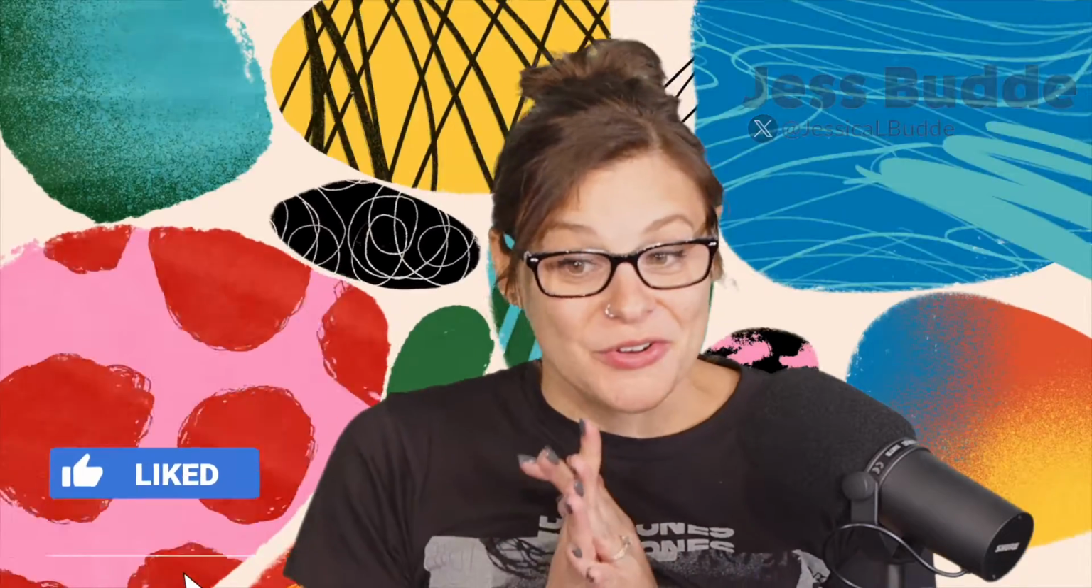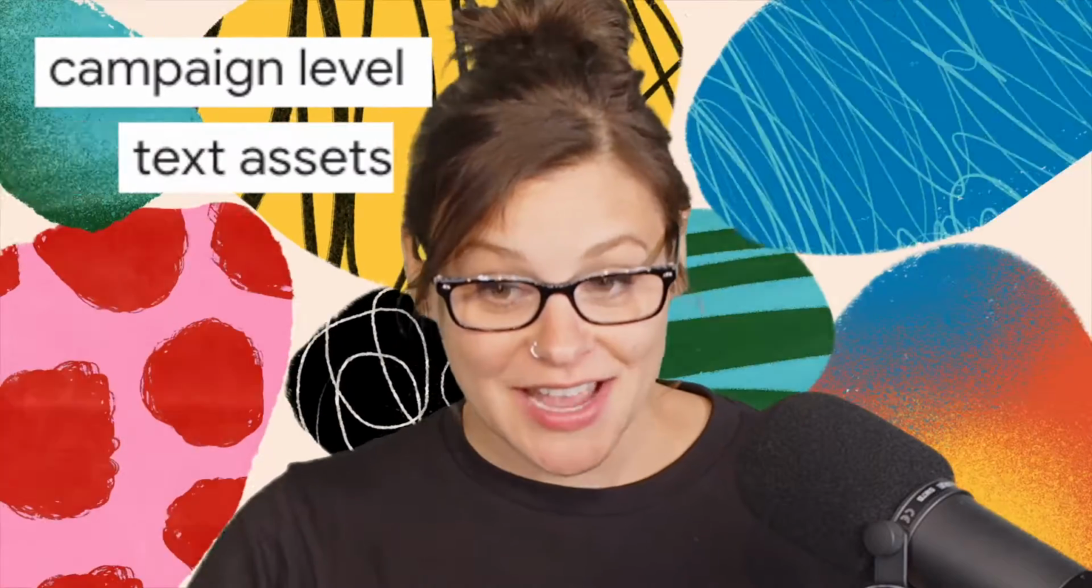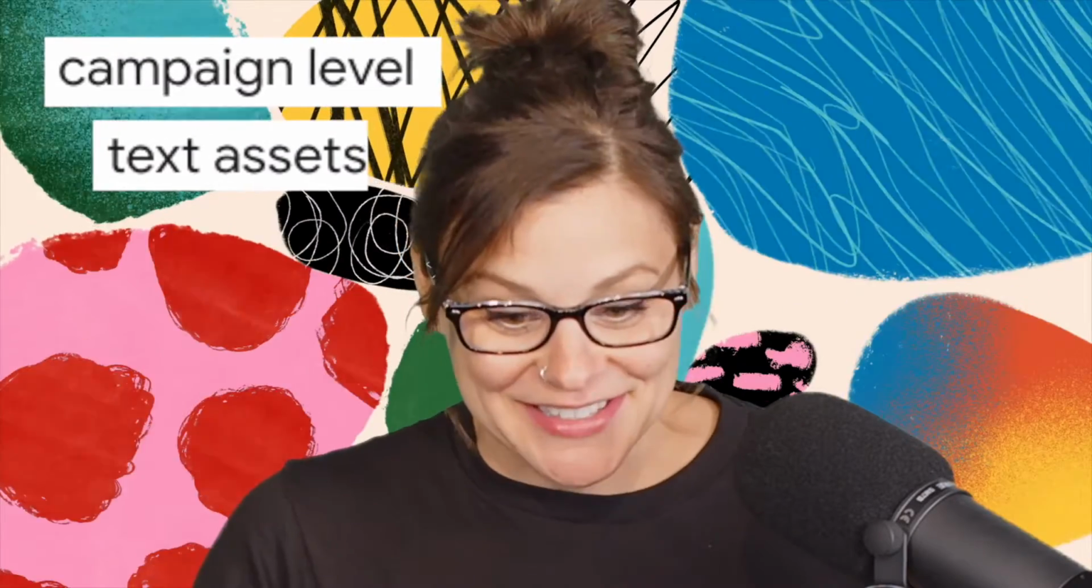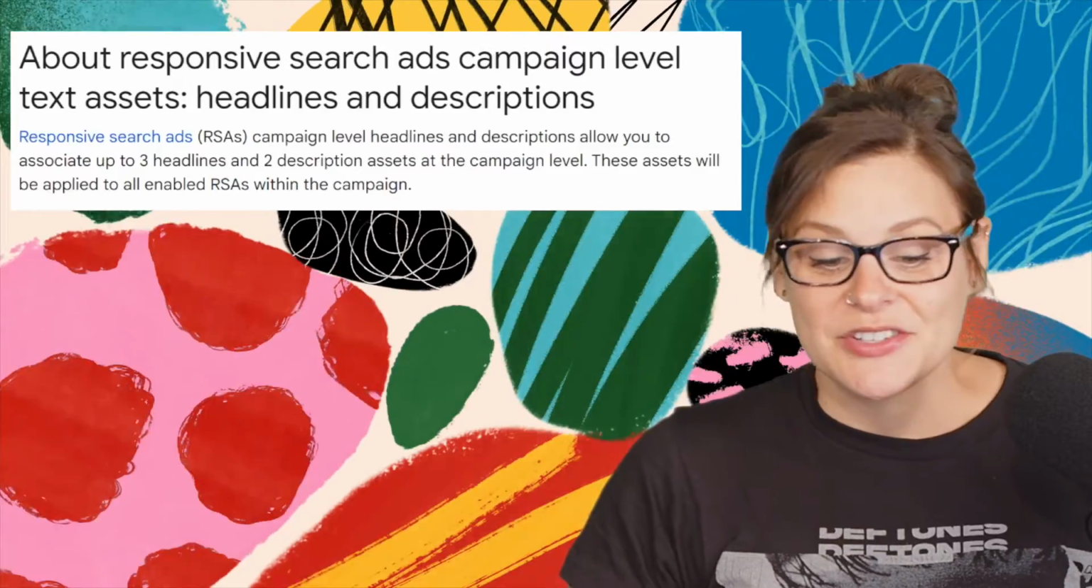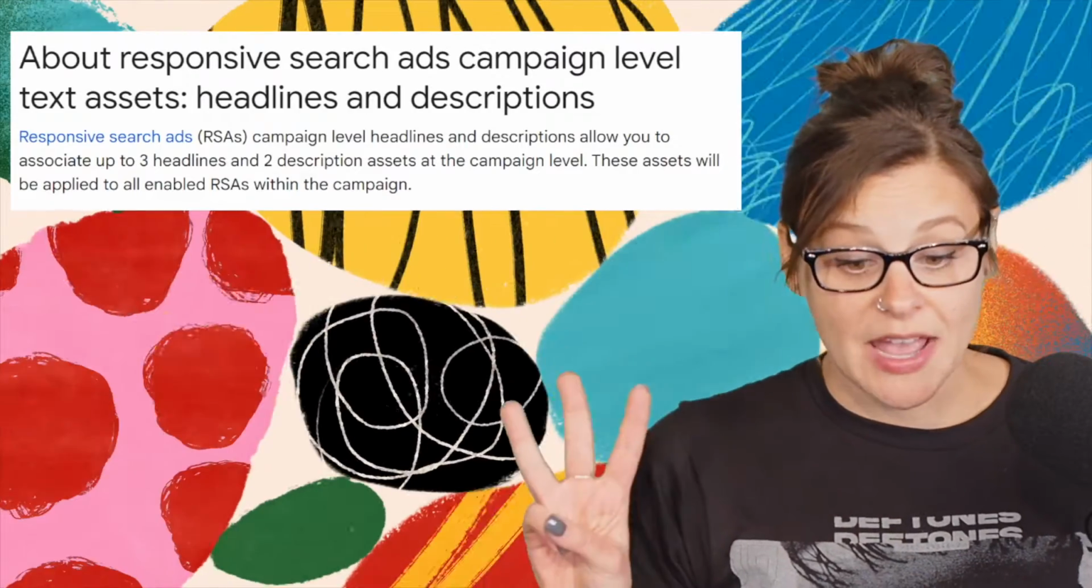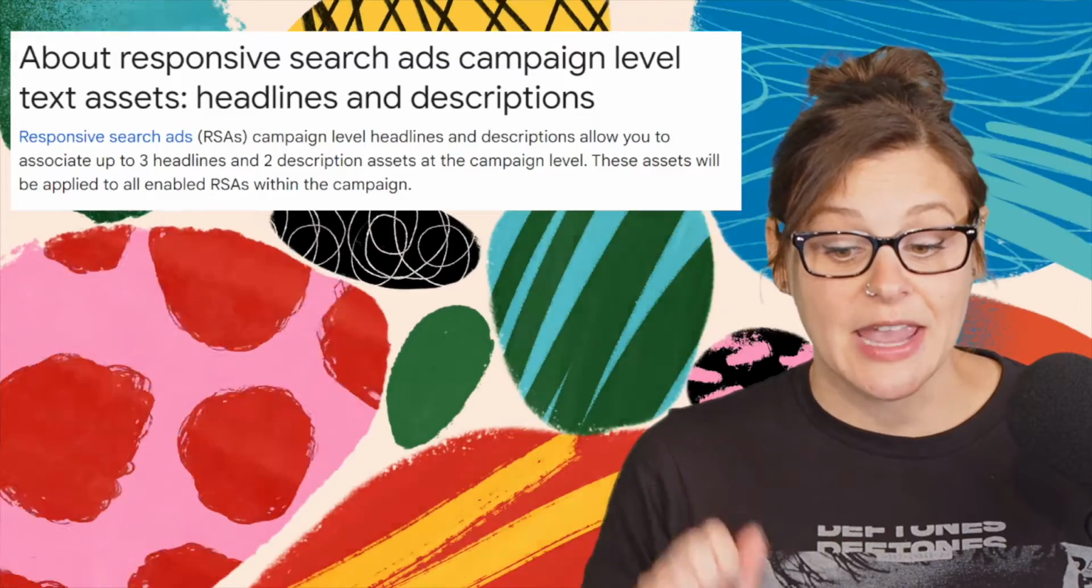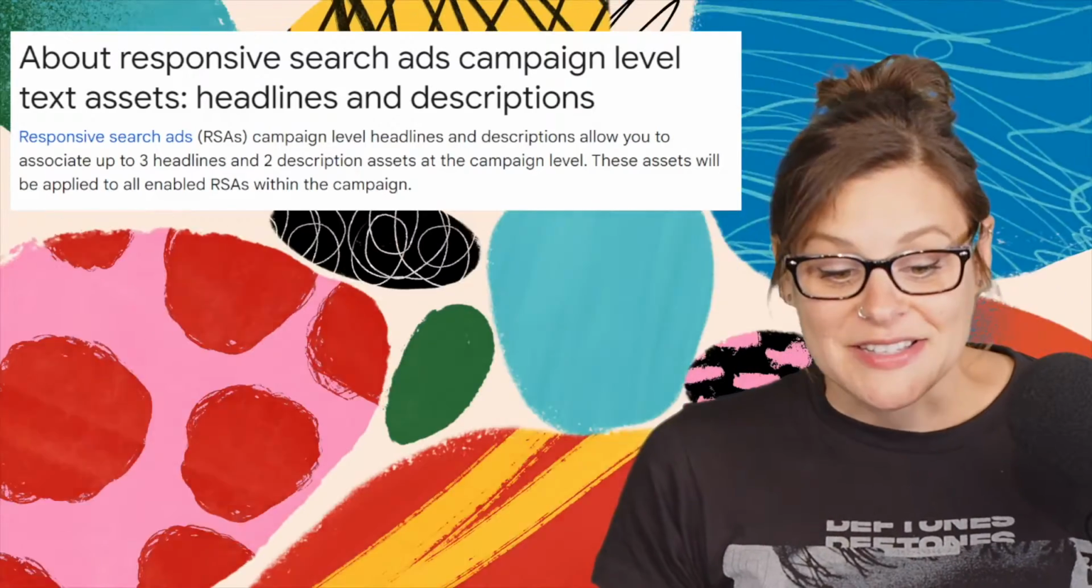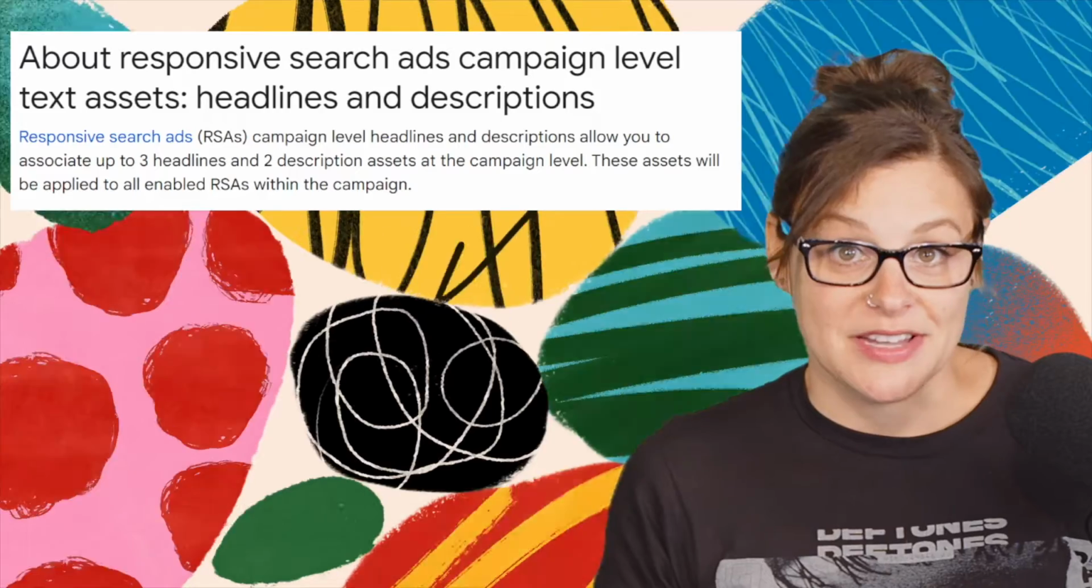If you listen to the show, you've heard that these are coming. They are now here. We are talking about campaign level text assets for RSAs, RSAs being responsive search ads. So what are they? In Google's words, they are campaign level headlines and descriptions that allow you to associate up to three headlines and two description assets at the campaign level. Those assets can then be applied to all enabled RSAs within a campaign. So any RSAs that you have set up at the ad group level, you can build on top of those with these campaign level assets, which is really, really awesome.